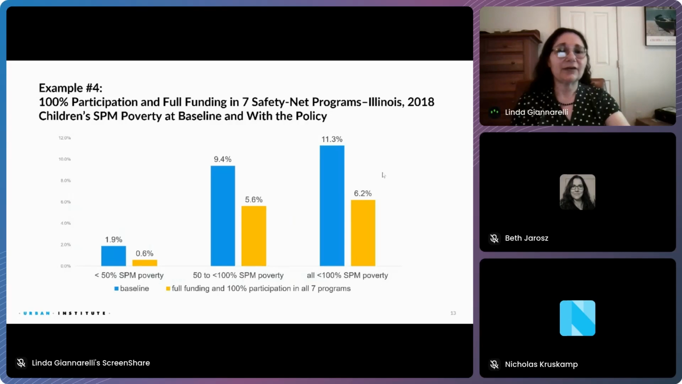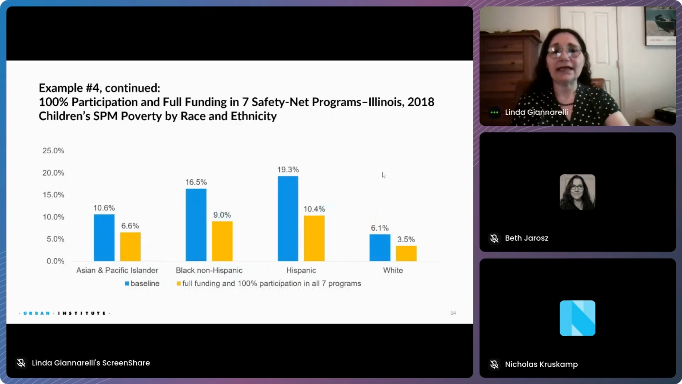You can see in the set of bars over at the right that our estimated child poverty rate in Illinois would fall from 11.3% to 6.2%. And over at the far left, you can see there's a very substantial reduction in deep poverty, or kids below half the threshold. We also looked at this by race. Very substantial reductions for all race and ethnicity groups, with the largest reductions for Hispanic kids and Black non-Hispanic children.